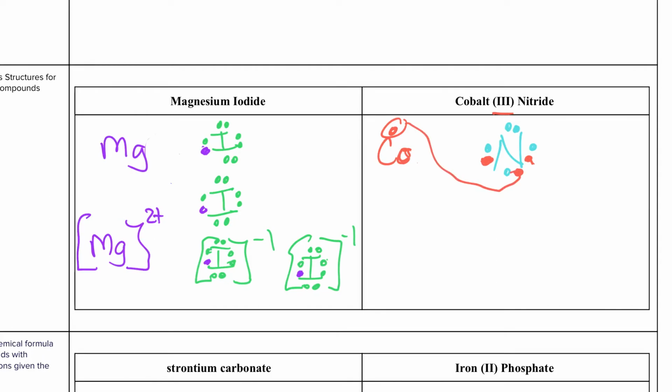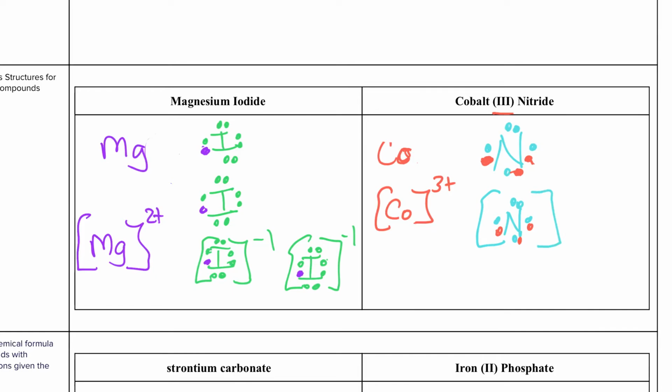And now cobalt is happy because it got rid of all of its valence electrons. So we're going to write it as Co, and I'm going to write my O smaller because cobalt is capital C, little o. Then we're going to write 3 plus. And then for nitrogen, I'm going to do N, 1, 2, 3, 4, 5, 6, 7, 8, and I'm going to put a minus 3 charge.